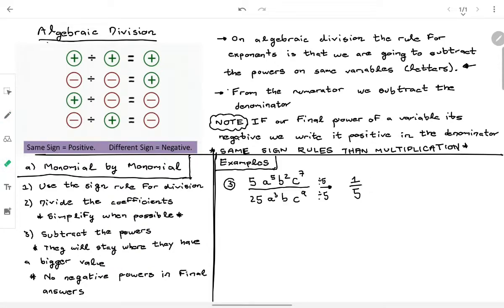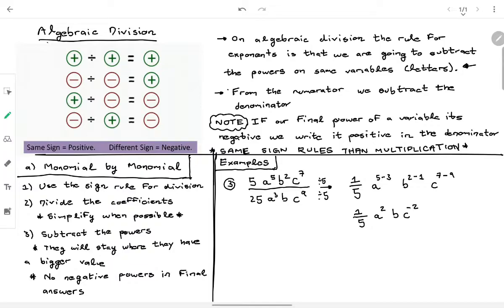Then we are putting the letters, so we will start with letter A. It will be 5 minus 3. Then letter B, it's going to be 2 minus 1. And letter C, it's going to be 7 minus 9. So in this case, we need to continue, and it's going to be 1 over 5 a squared, b, c to the minus 2.